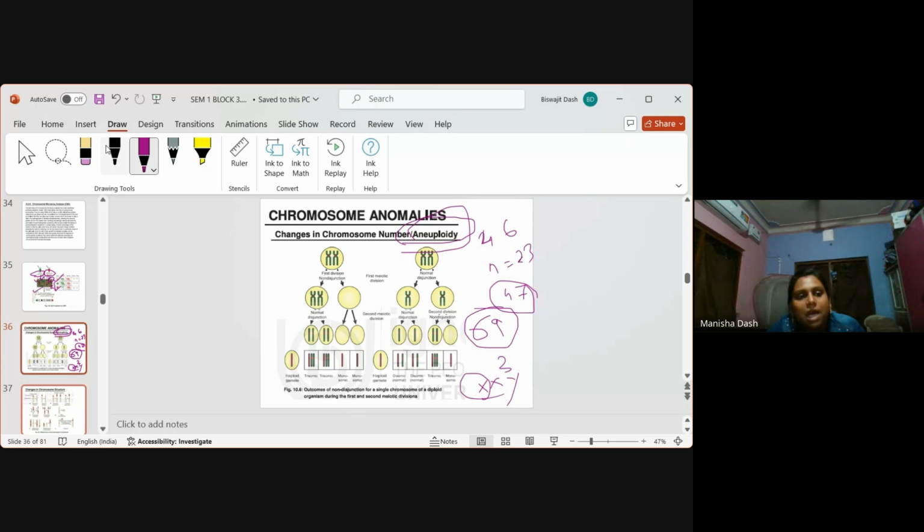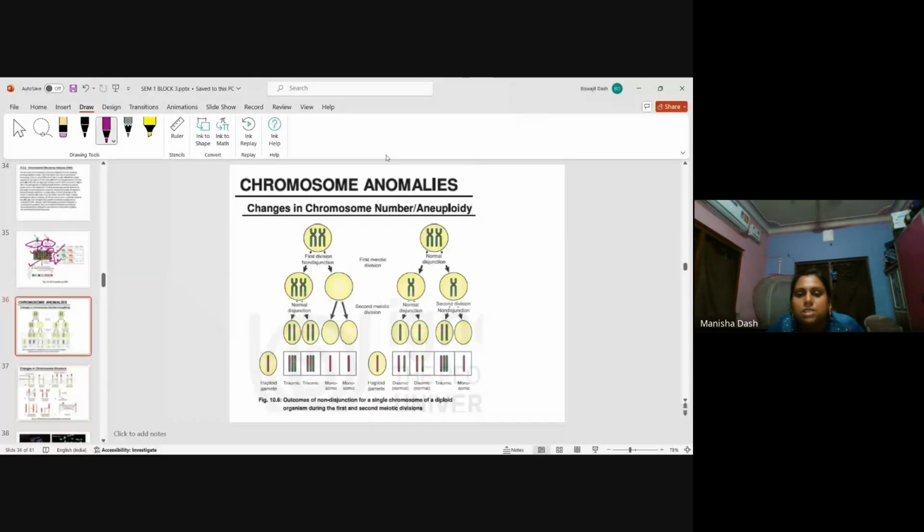So how exactly are aneuploids developed during the meiotic process or meiosis? That actually occurs because of a condition called non-disjunction of homologous chromosomes. So there are two possibilities. I hope all of you remember meiosis, how meiosis happens. There could be two possible ways of non-disjunction. The first case, non-disjunction during meiosis 1, and the second case, non-disjunction in meiosis 2.